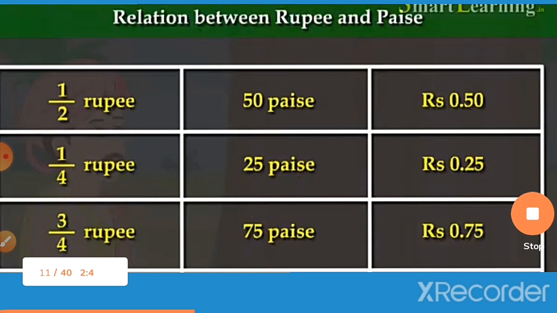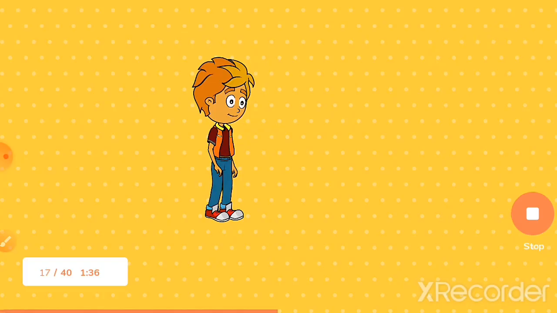Let us see the relation between rupee and paise. 1 rupee is equal to 100 paise. Half rupee is half of 100, which is 50 paise, that we can write as 0.50. 1 by 4 rupee is 25 paise, that is 0.25. 3 by 4 rupee is 75 paise, that is rupees 0.75. Here we have a point to separate the rupee and paise. These amounts are less than 1.